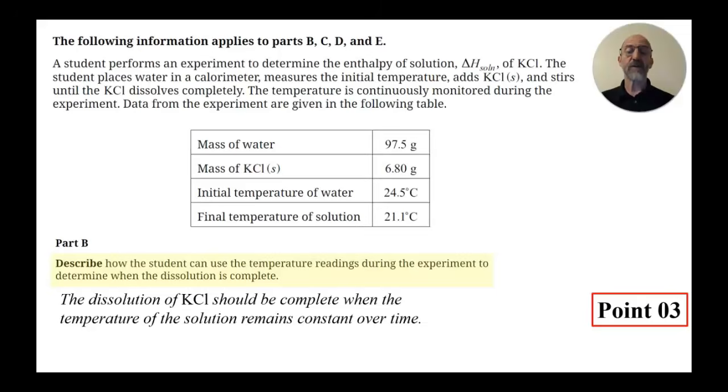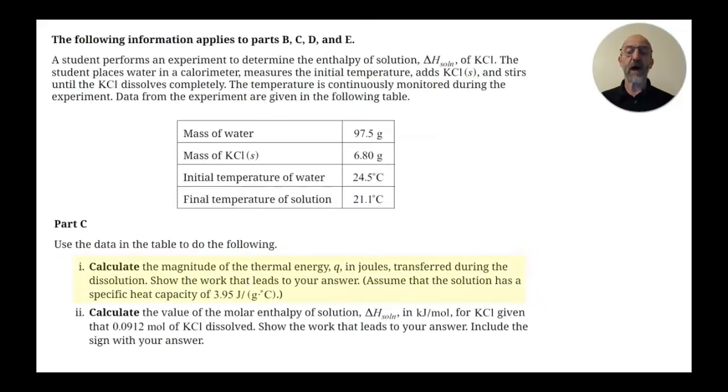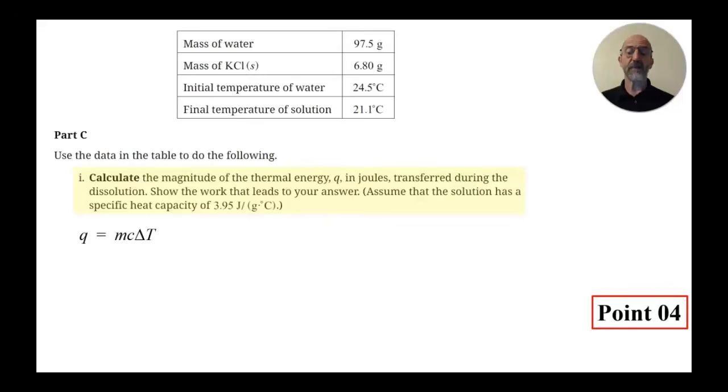Now let's move on to the fourth point. This has to do with calculating the magnitude of thermal energy, Q, in joules that was transferred during the dissolution. And we are given that the specific heat capacity of the solution is 3.95 joules per gram degree Celsius. So we will go ahead and set up the Q equals M times C times delta T. And the M is going to be the mass of the entire solution.